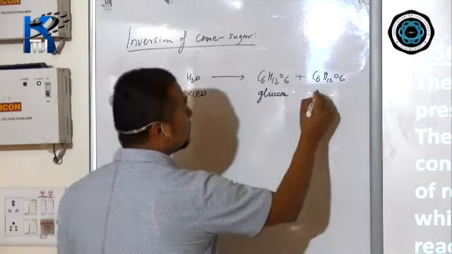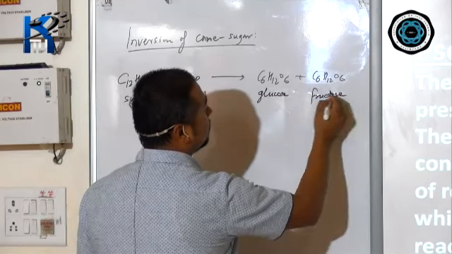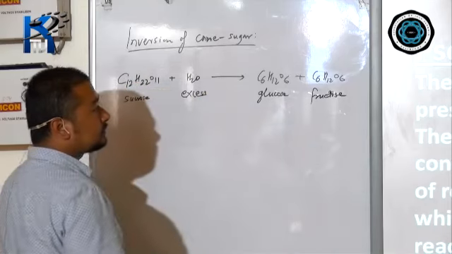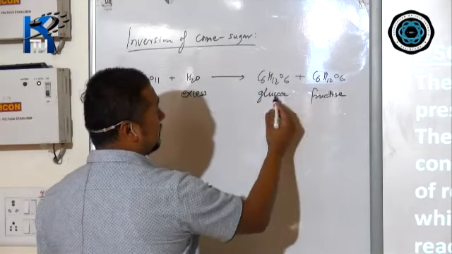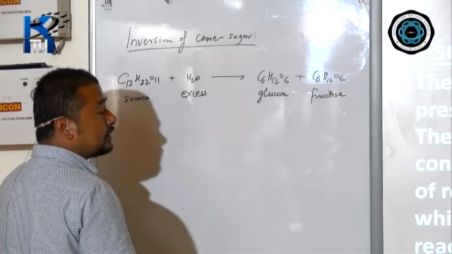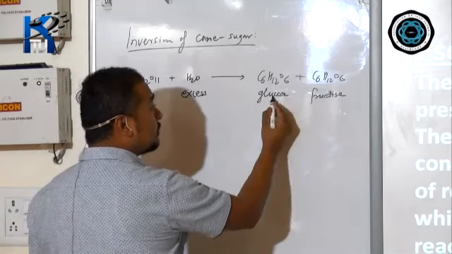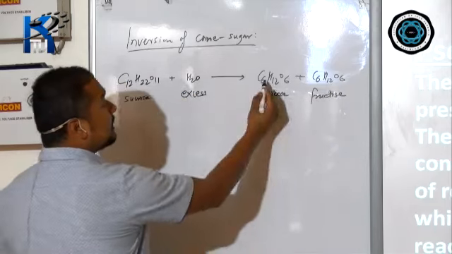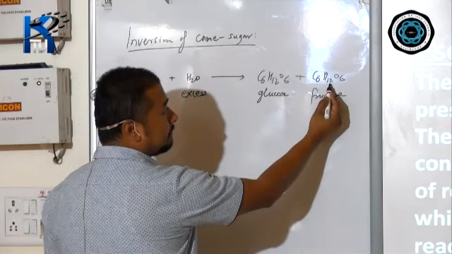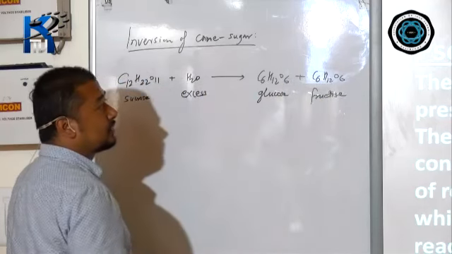C6H12O6 is called glucose, C6H12O6 is called fructose. Now you may be surprised here. Formula is same, but the names are different. Reason is they are isomers. I repeat again, glucose and fructose are isomers. Their molecular formula is same, but their structural formula differs.